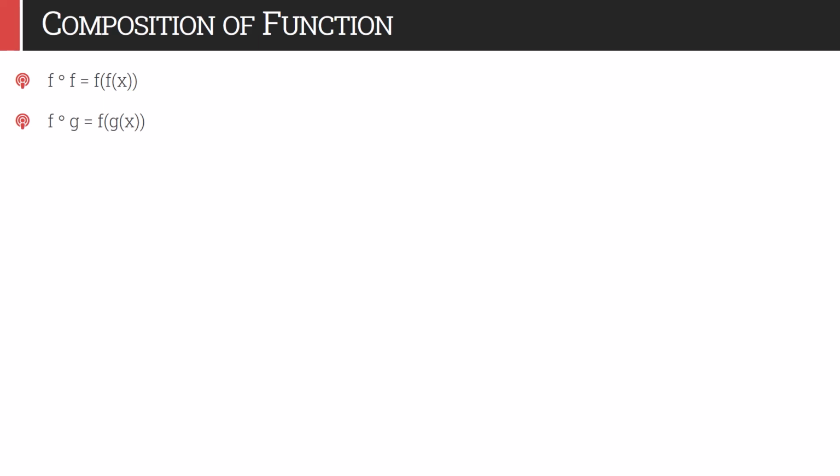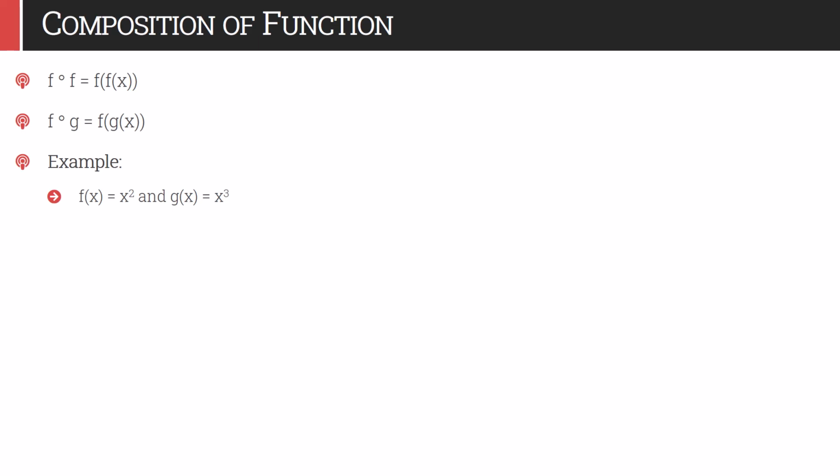Composition is denoted by a circle between two function names. So f composition f is nothing but the function f of f of x, and f composition g is given as the function f of g of x. So first we will apply function g on x, and then we have to apply function f on that data. We have function f of x equal to x square and g of x equal to x cube.